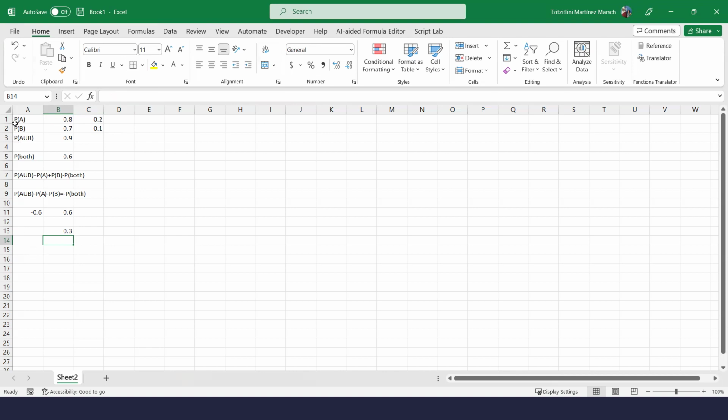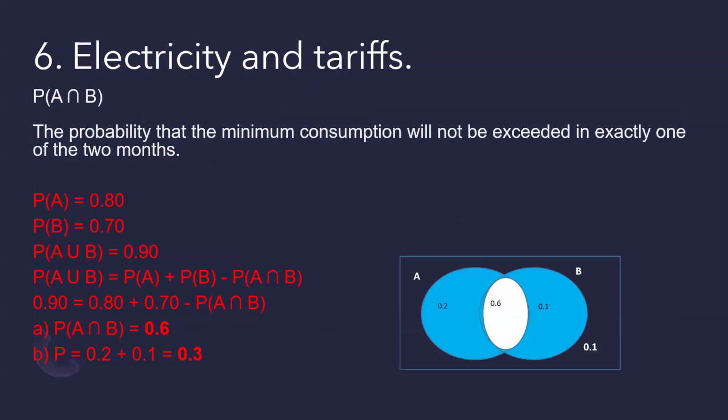Okay. And I never put the question, so that was question 6. Okay, there it is. So the probability of it being both, we got that, was 0.6. The probability of it being just A, or just in January, was 0.2. The probability of just having it in July was 0.1.